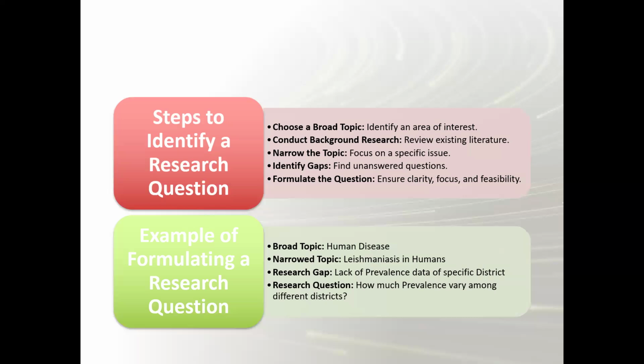And then an example of formulating a research question. If you look at this, let's say the broad topic is human disease, and if you narrow down the topic, leishmaniasis in humans, and if we look at the research gap, lack of prevalence data of some specific disease, let's say the research question is how much prevalence varies among different districts. So it is a type of comparative research question. This is the way in which you can work on your research questions and formulate your research question easily.